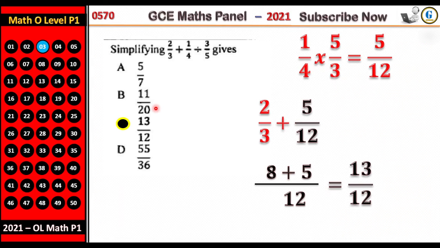So our key here is C. That gives us 13 on 12.